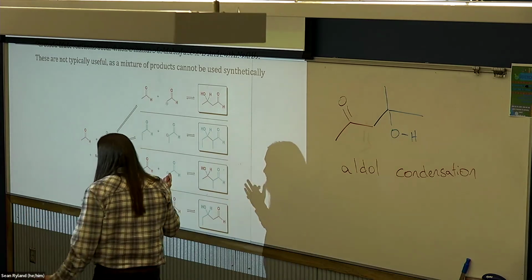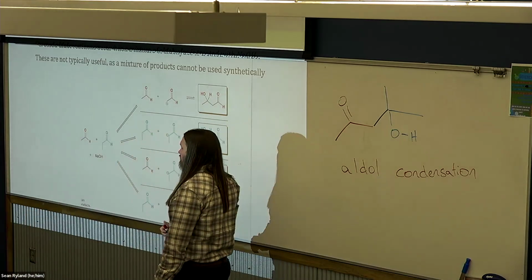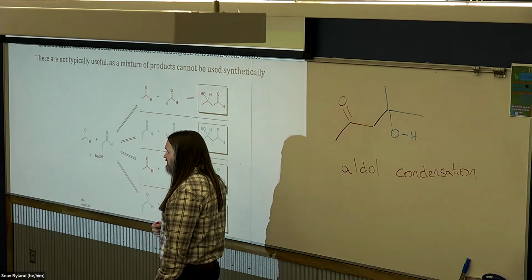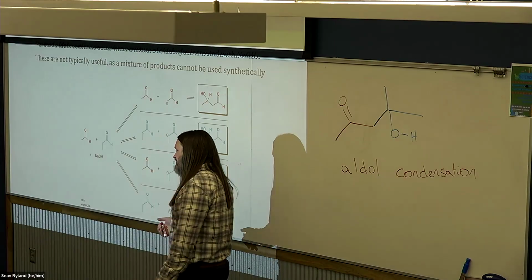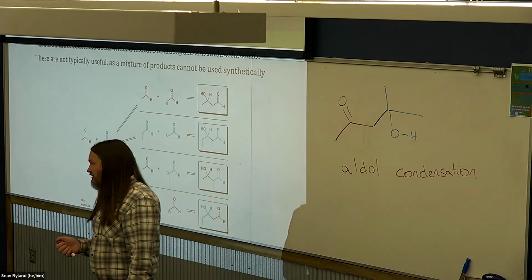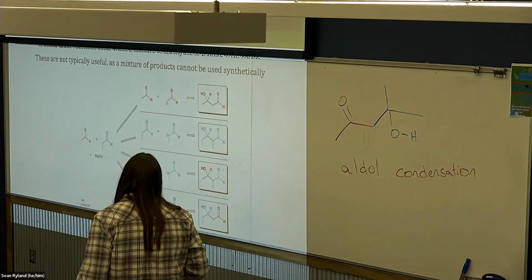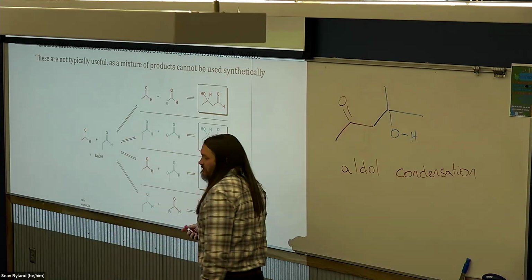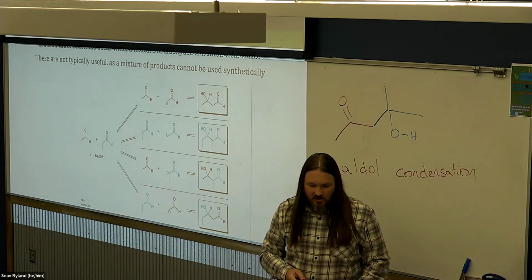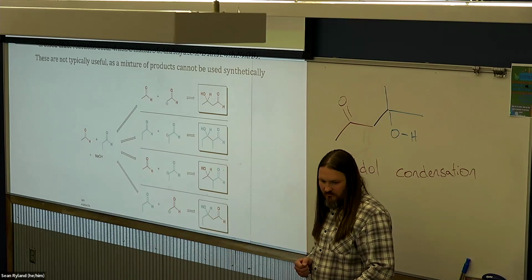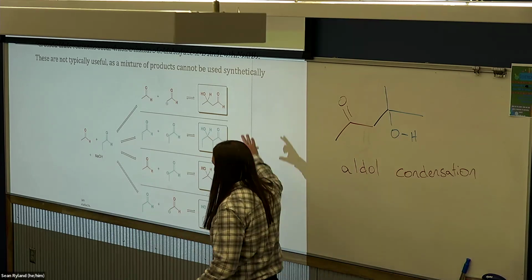If we didn't mind separating these out and getting at most 25% yield, then I guess we could consider this useful. We don't usually like that though, right? So how could we get around this issue?